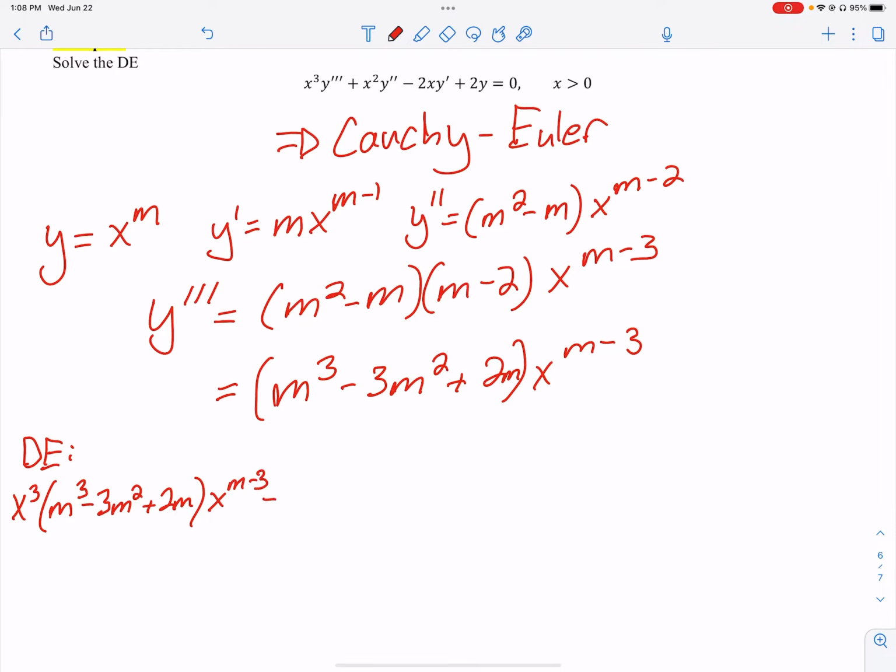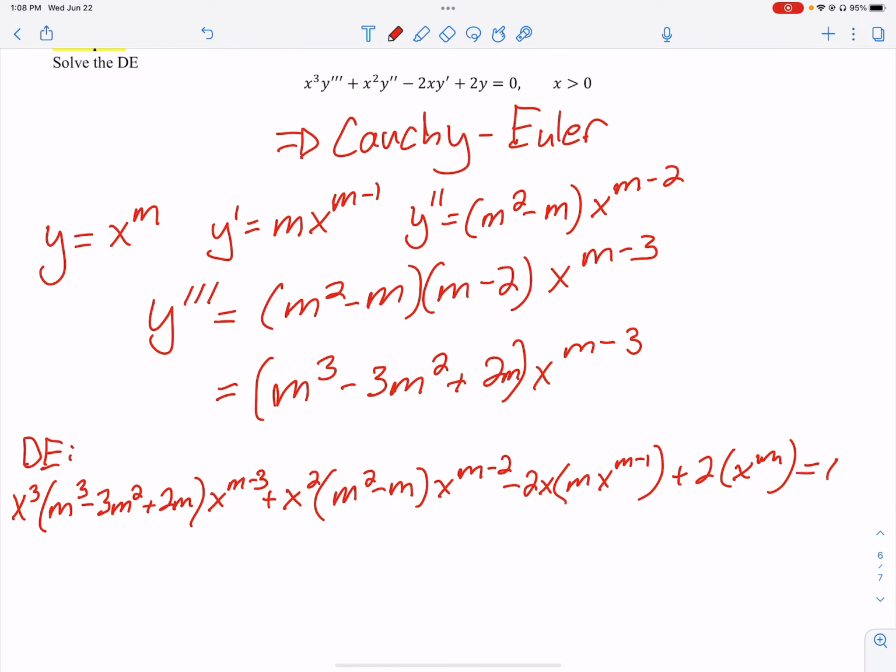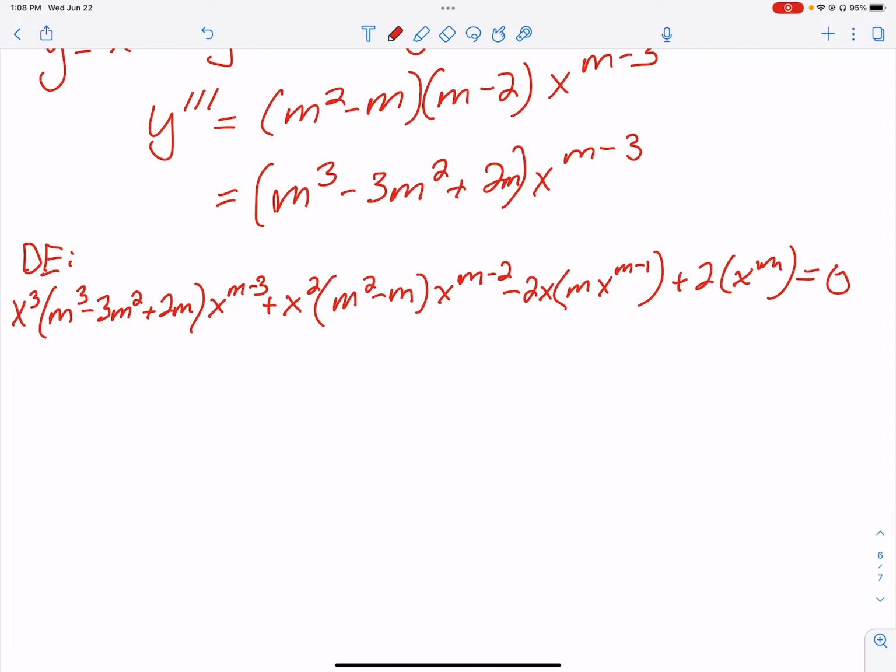That's the first term, plus x squared times the second derivative. So that's m squared minus m, x to the m minus 2. Minus 2x times my first derivative, which is m x to the m minus 1. And then plus 2 times y. That's just x to the m. All this needs to equal 0. Right? We multiply all this out. We get m cubed minus 3m squared plus 2m. None of that changes. I put my x's together and it gets me an x to the m, like we wanted. Same thing with here.